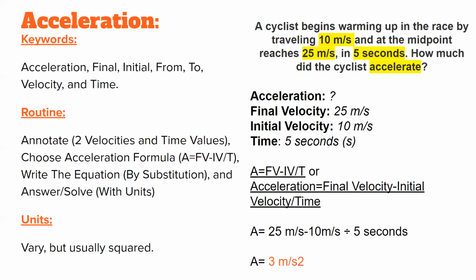At the bottom, the units usually vary, but it's always squared. So like I said before, it could be miles per hour squared, meters per second squared. Just make sure your square is here.